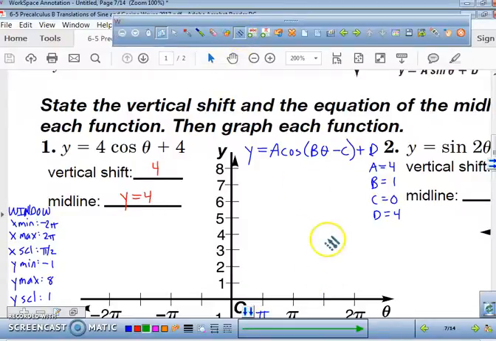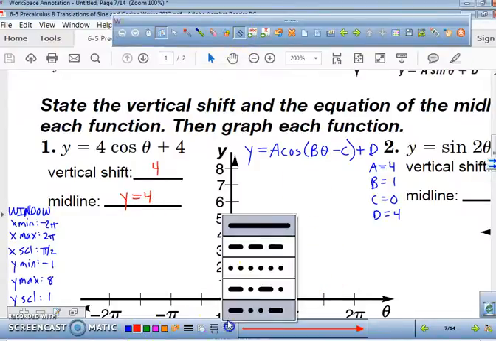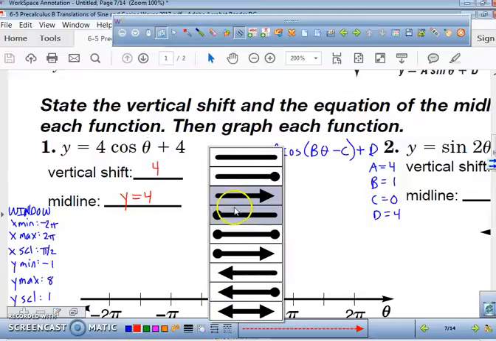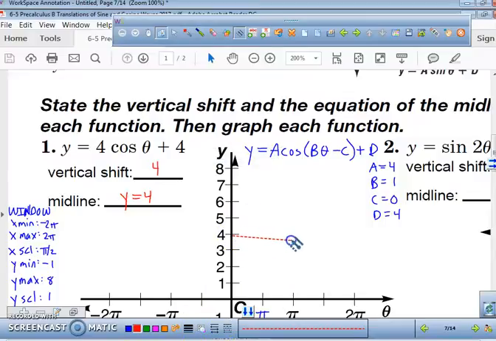So on your paper right now, I'm going to make a midline right here. On the paper, I'm going to make a midline at y equals 4. I'll do the best I can here. It's not really on it. Pretty close. All right. Now, the next thing I'm going to do is set some boundaries.